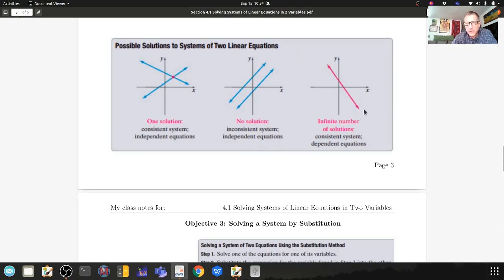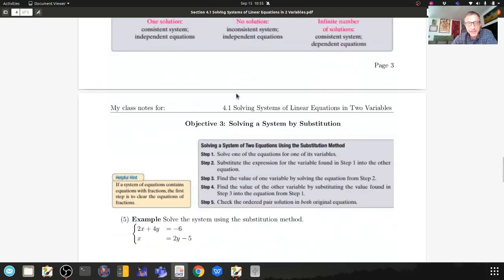Here we have one line, actually one line drawn on top of another, and there are an infinite number of solutions. Since there's more than one solution, the system is consistent, however the equations are dependent. So all of the stuff we just learned is encapsulated in this one drawing.